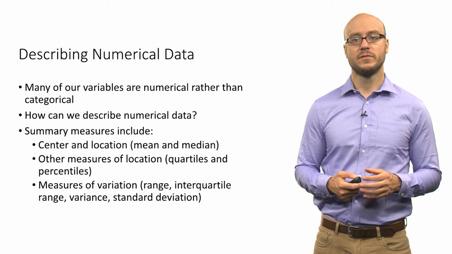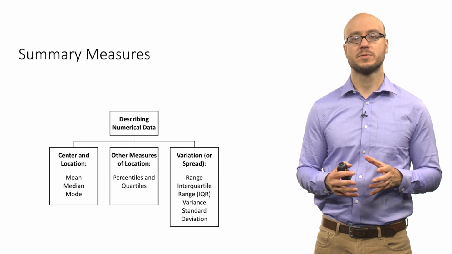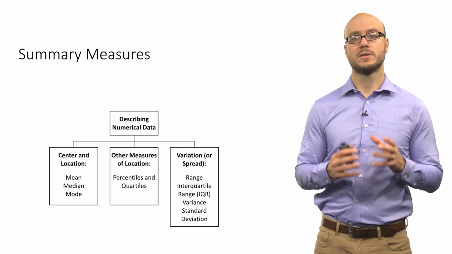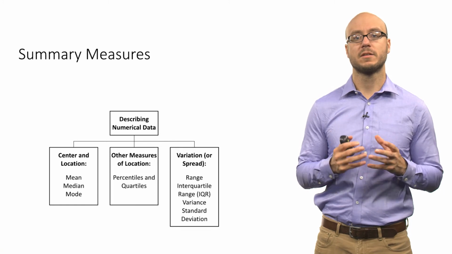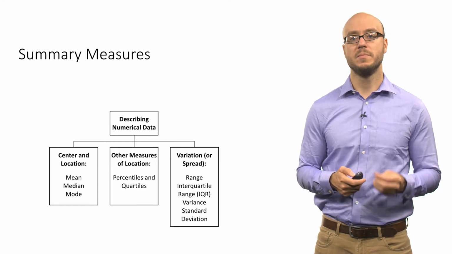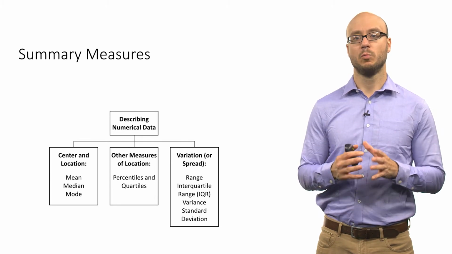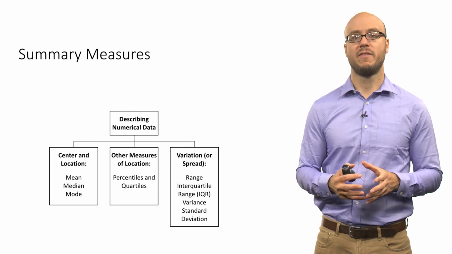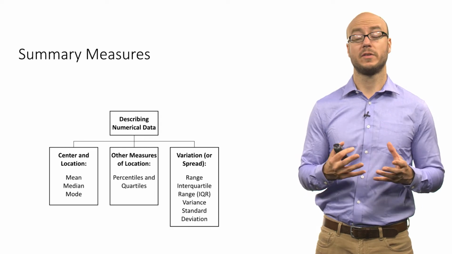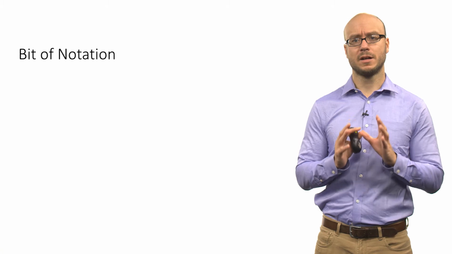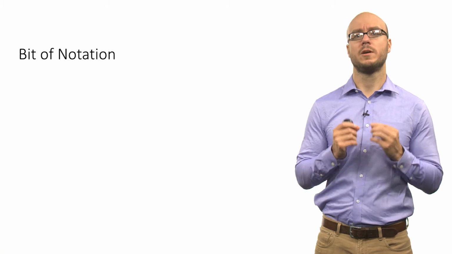So this is an overview of the different summary measures we're going to cover. Right now we're going to focus on measures of center and location, in particular the mean. It's a very commonly used measure of central tendency. When you try to understand what the typical value is, where the center part of a numerical variable is, we often focus on the mean. So let's talk a little bit about the notation that we often find useful when we talk about the mean.